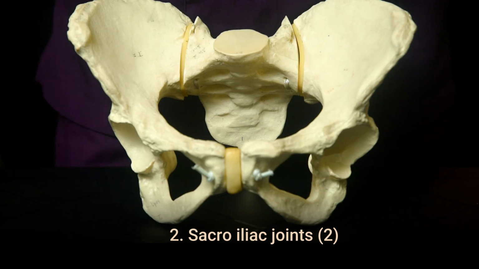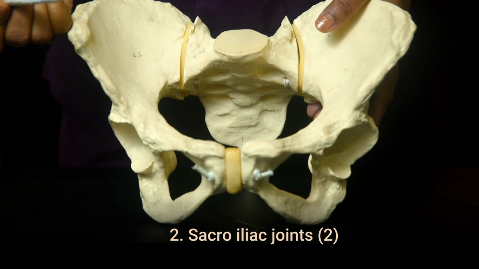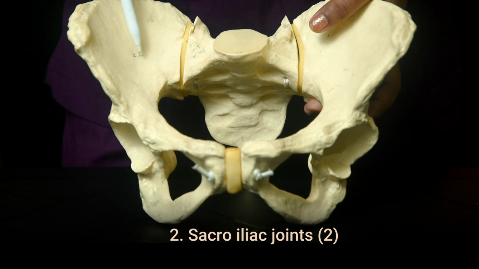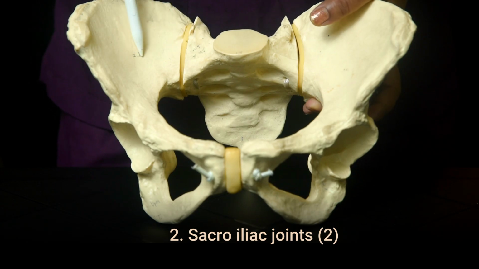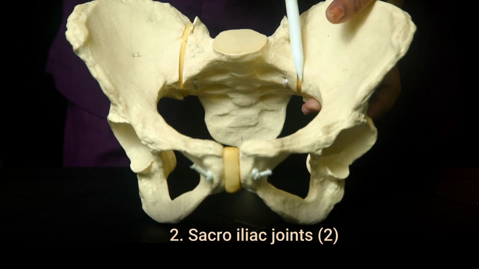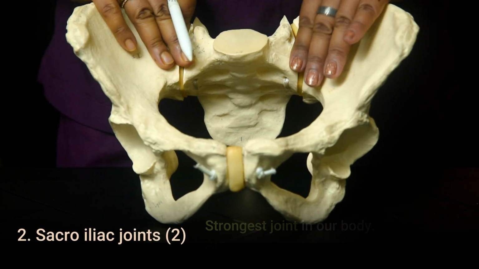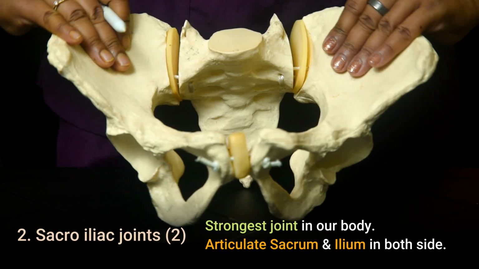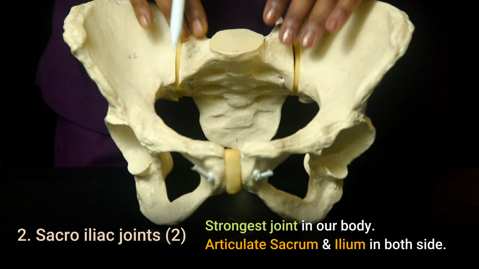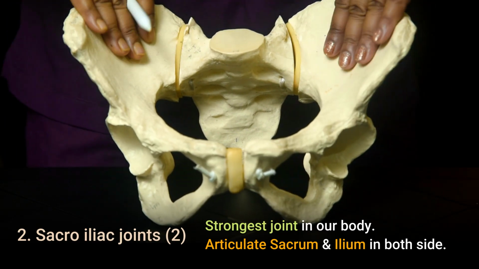I have already told you. By the name you can easily understand, it is between the sacrum and the iliac. So the sacroiliac joints are present on both sides. So this is two in number. And this is the strongest joint of our body, which articulates the sacrum and the ilium on both sides.